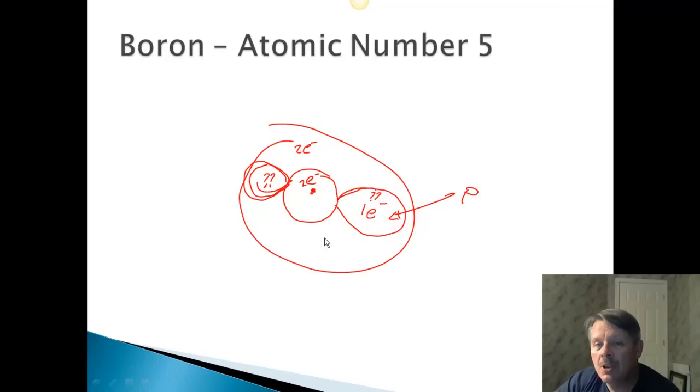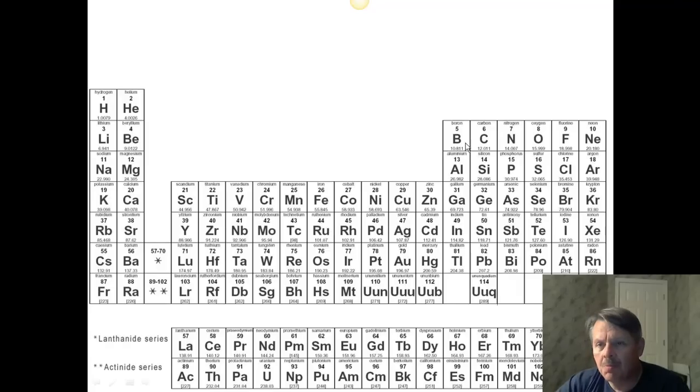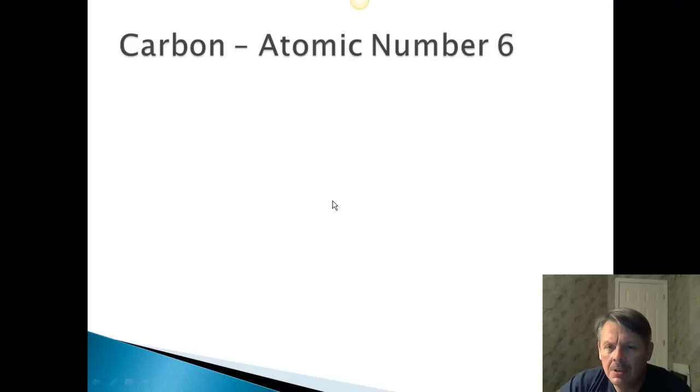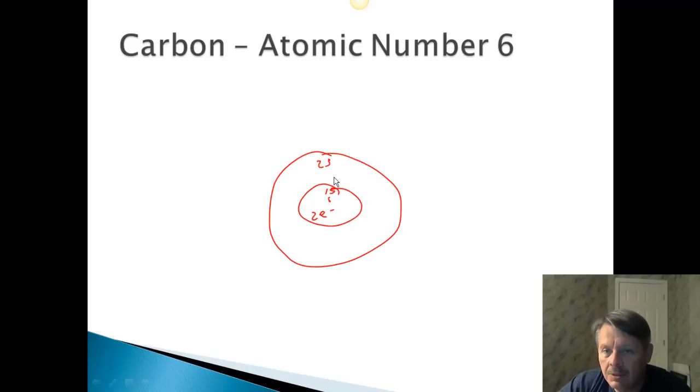So what happens if I go up to atomic number 6? Well, some of this is easy, so I should be able to draw it. There's my 1s level with 2 electrons in it. And there's my second s level with 2 electrons in it. And now I draw my p orbital, and it has an electron in it. This is number 5.